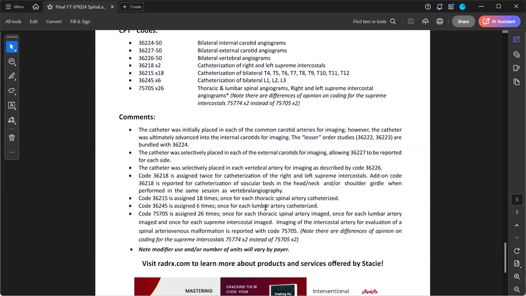And then we have 36215 for each thoracic spinal artery catheterized, 36245 for each lumbar artery catheterized, and then we have 75705 for all of the spinal arteries and also the supreme intercostals. And I didn't leave a note on here that there are some differences of opinion on how to code the supreme intercostals. So hopefully this example will be helpful to you.